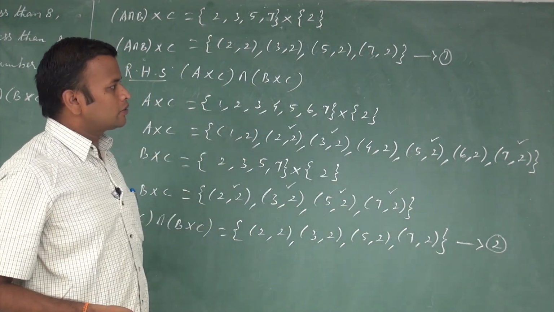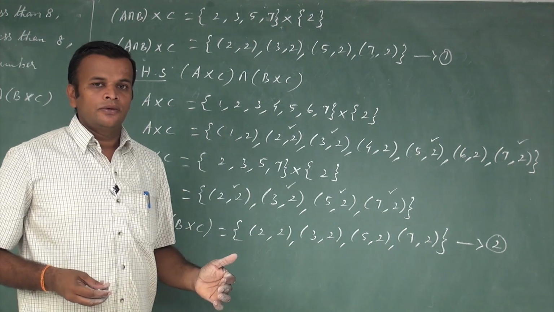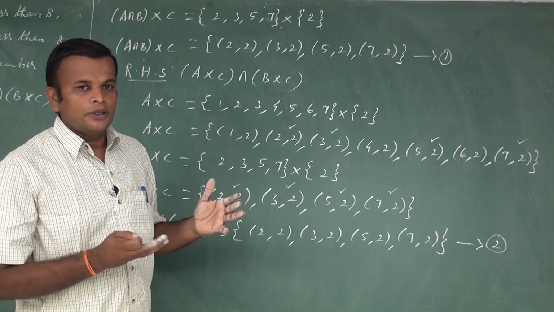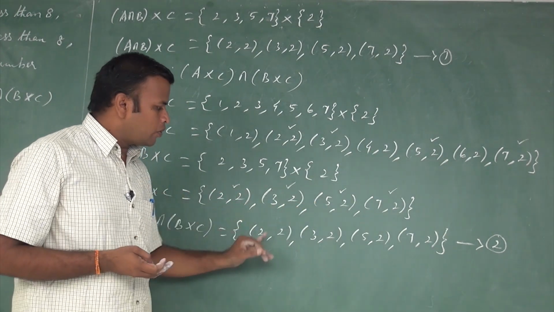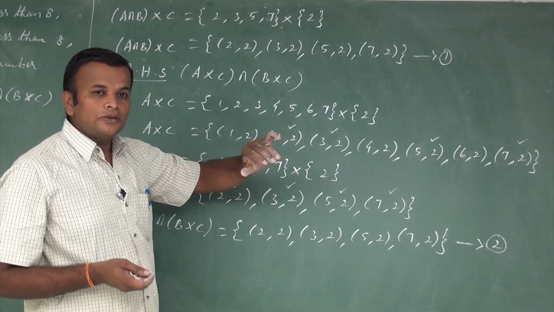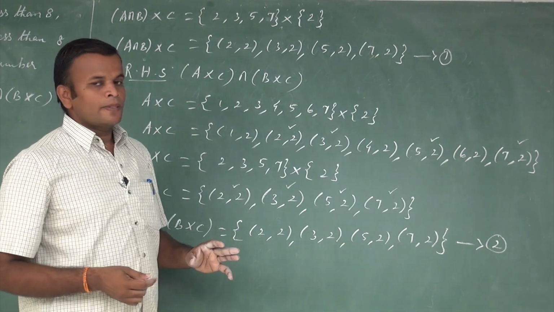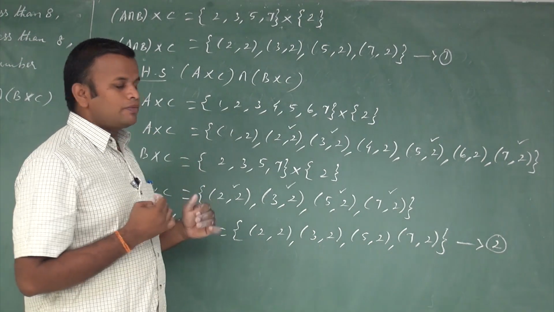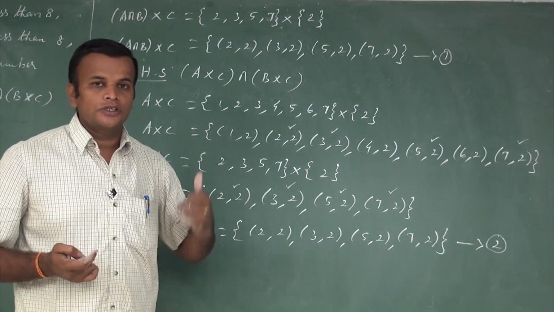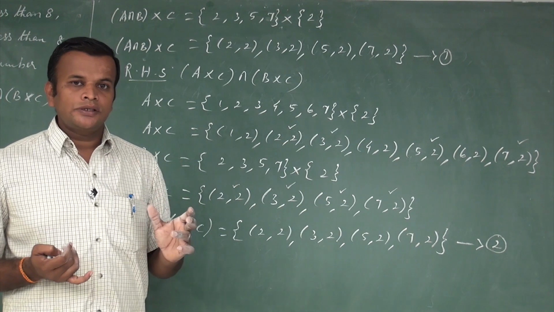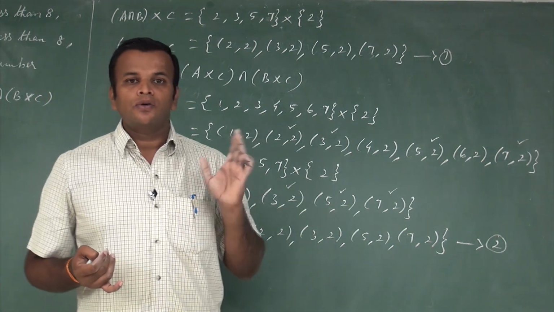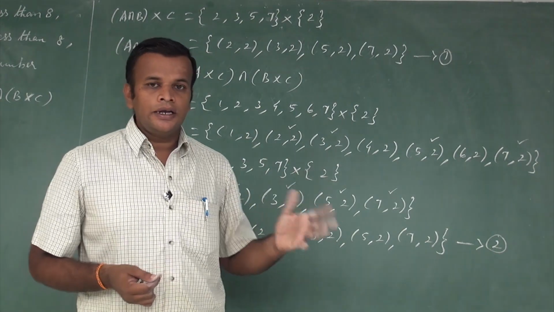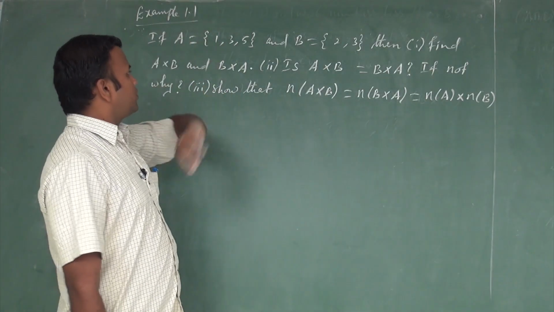So how do we write the conclusion? From 1 and 2, LHS and RHS both have the same number of ordered pairs, that is 4, and the elements are also the same. Therefore LHS and RHS are equal. Therefore the given statement is verified. So in this question, the first step is to find the sets in roster form and then to check the values of LHS and RHS.